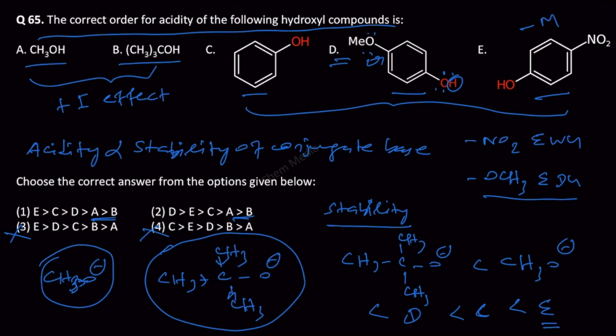So E will be more acidic, obviously, because NO2 is a strong electron withdrawing group. We will have negative mesomeric effect. In these two cases we will have positive mesomeric effect. So which means that option 1 is correct, because E will be more acidic than phenol, and which will be more acidic than paramethoxyphenol. And then we already figured out that A is more acidic than B. So this means option 1 is correct.